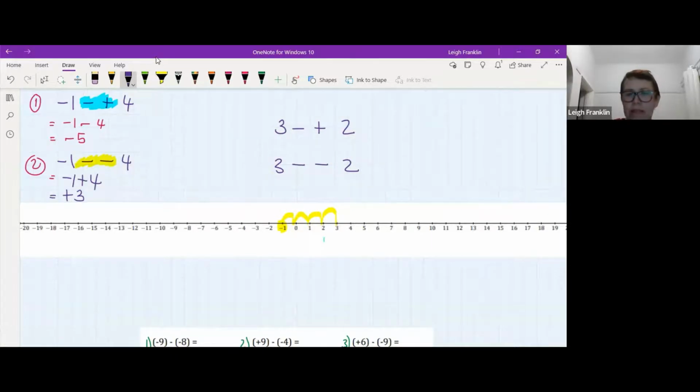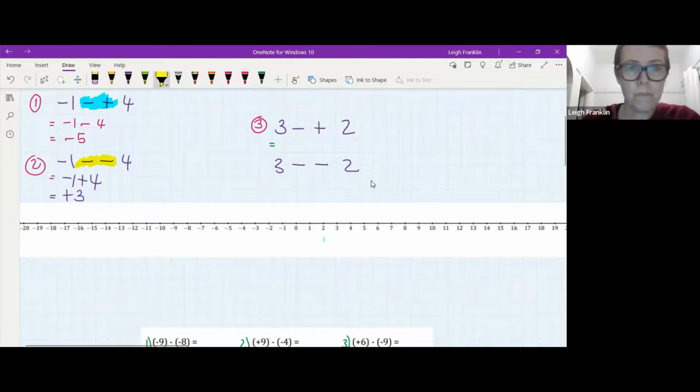Okay, Ntiyiso. I'm going to call this one over here, number 3. Can you tell us what to do here, please, Ntiyiso? Miss, I didn't use the number line again. That's okay. That doesn't matter. If you don't use the number line, what did you do? So negative and positive gave me a positive.